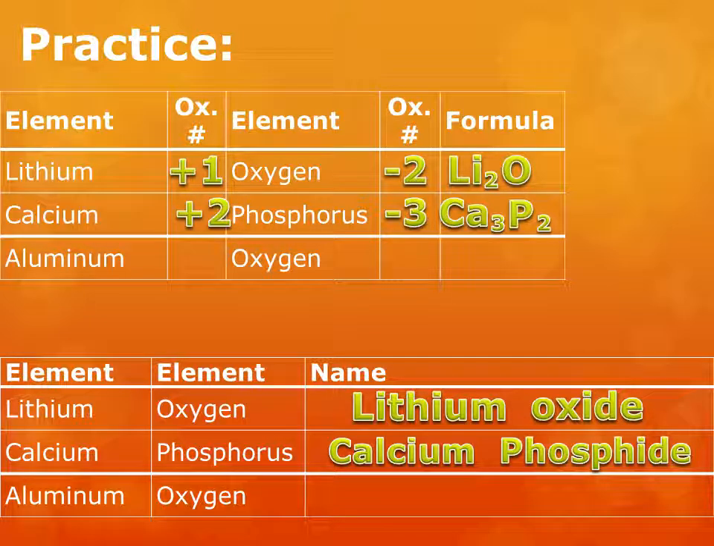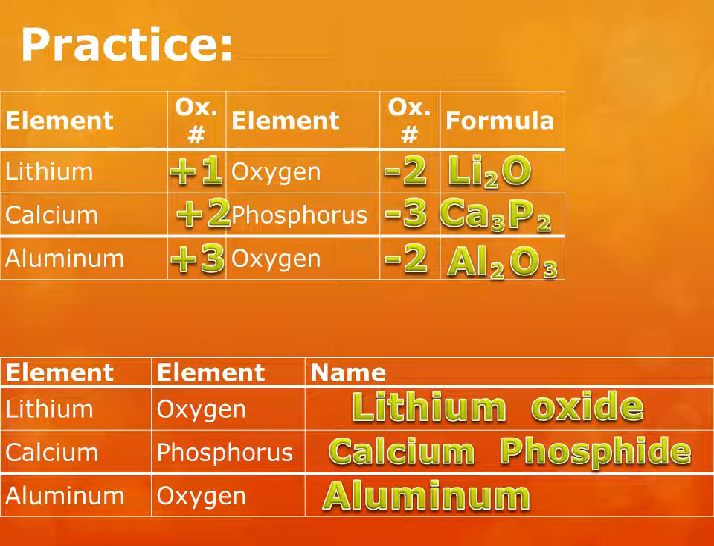Okay, one more. Aluminum is +3. Oxygen is -2. So we have Al2O3. So we have aluminum oxide again.